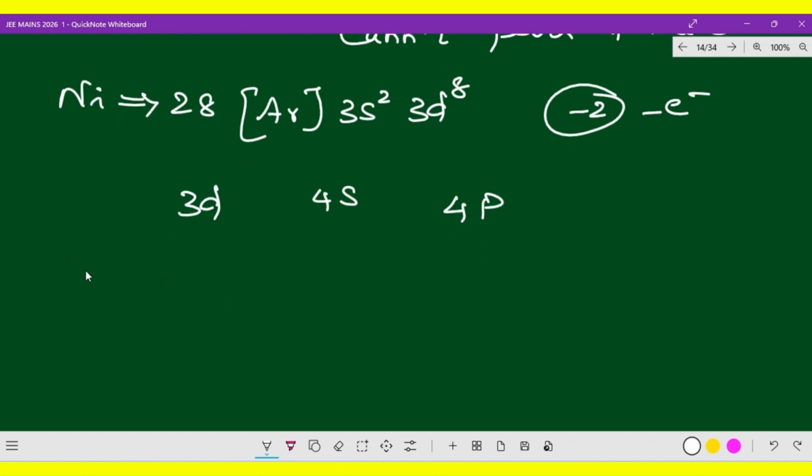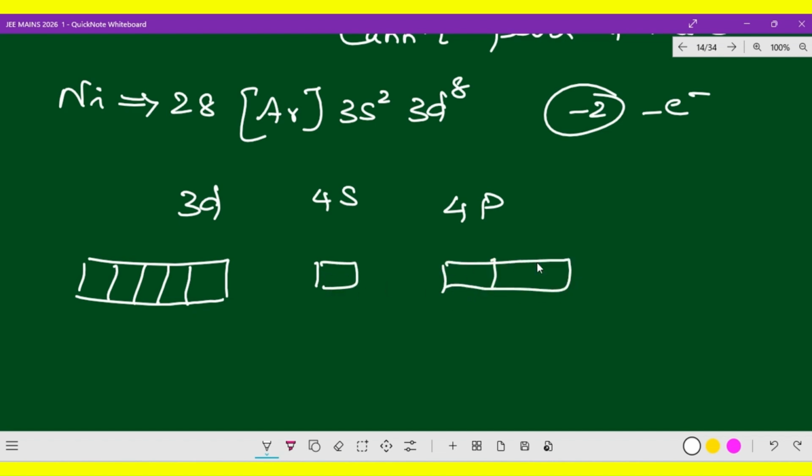So let us write the atomic orbitals. Here 1, 2, 3, 4, and 5. Here 1 and here 3, 1, 2. Now here, orbitals, what is it? 8 electrons. So 1, 2, 3, 4, 5, 6, 7, and 8. So 2 unpaired electrons are there. Unpaired electrons, right?